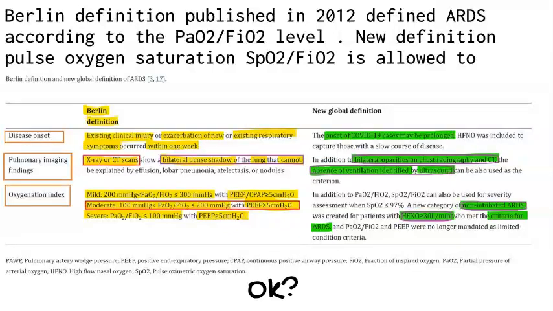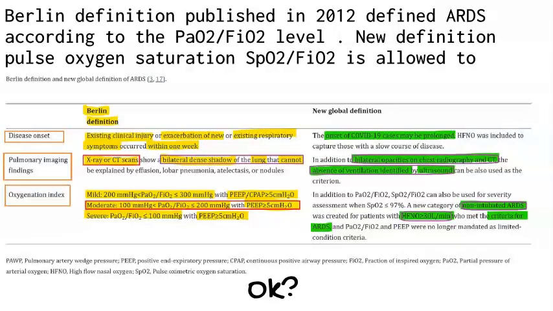The new global definition. The onset of COVID-19 cases may be prolonged. HFNO was included to capture those with a slow course of disease. Then, in addition to the bilateral opacities on the chest X-ray and CT, the absence of ventilation identified by ultrasound can be used as a criterion.